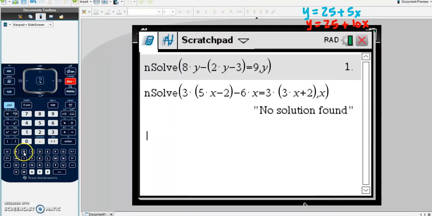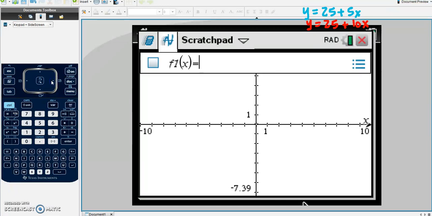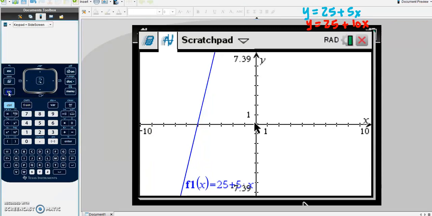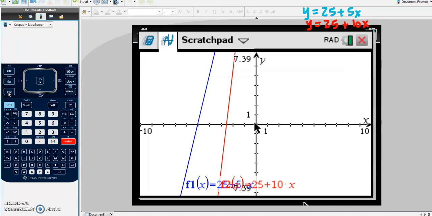Let me go ahead and just clear this off. All right, so I'm going to go to the calculator part right here, and I'm going to type in our two equations, and we're going to compare to see what the graphs look like. So the first one was 25 plus 5x, and I'll hit graph, and we can see that. And then I will do a second one, and this one is 25 plus 10x, and I'll hit enter. And hopefully we can tell.